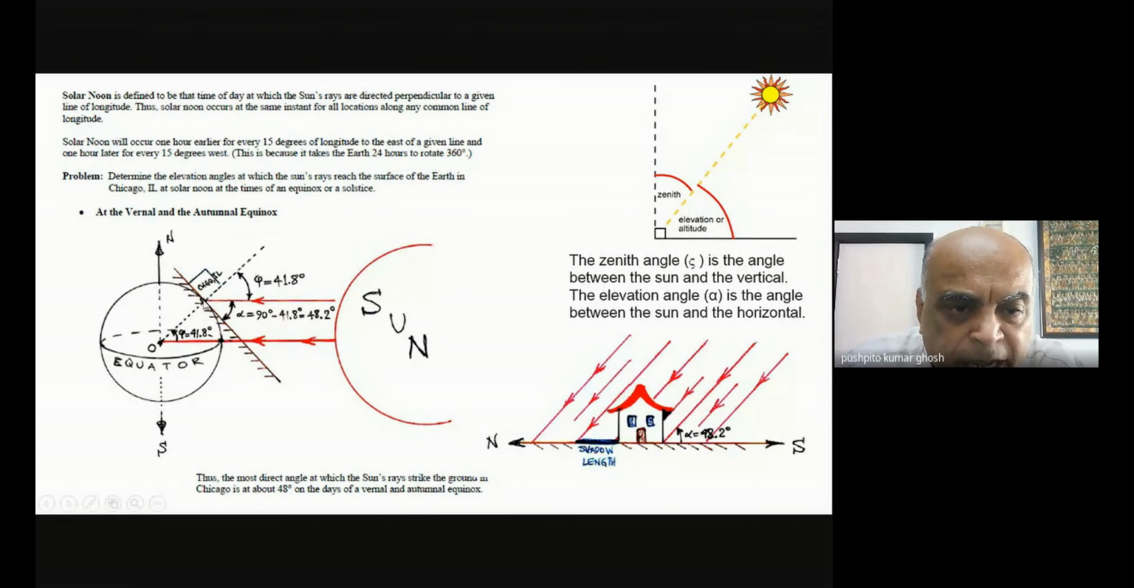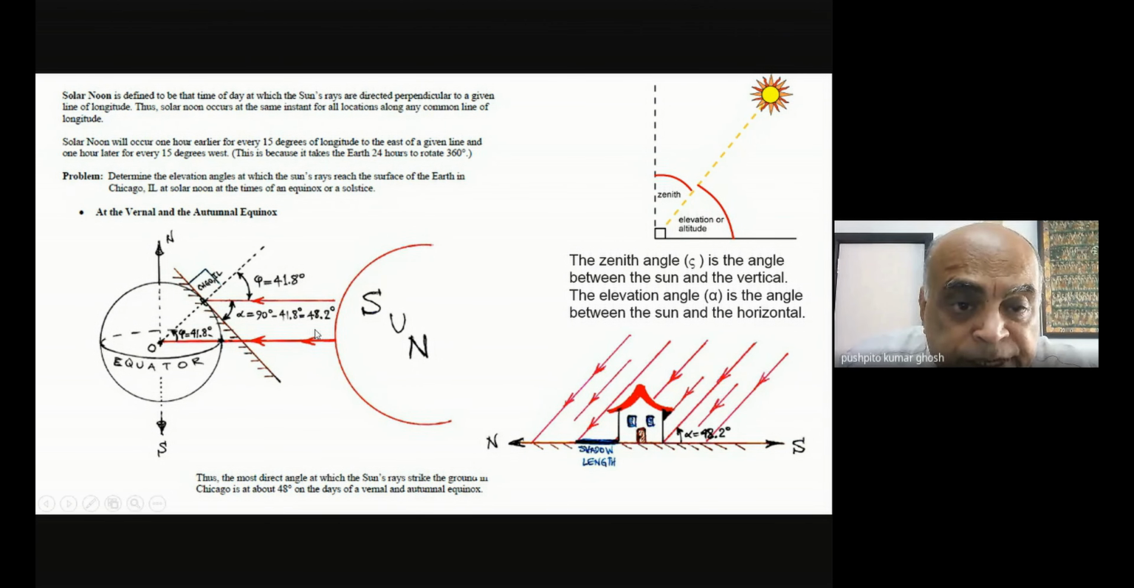So that's what I'm doing. I'm taking this point, Chicago, at 41.8 degrees latitude, and I'm drawing a tangent. Now, this line is obviously perpendicular to this tangent, 90 degrees. If I now look at Chicago, what is that 41.8 degrees? It is 41.8 degrees with respect to this line. This is also known as the zenith angle.